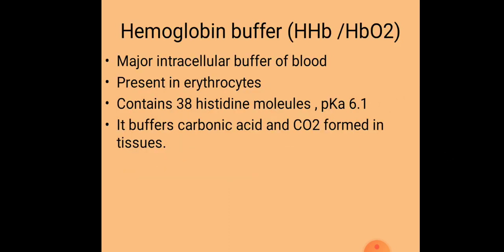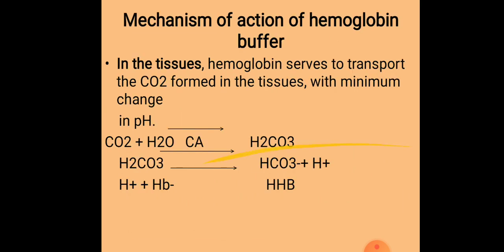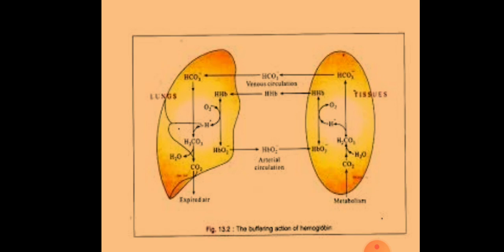Next is the hemoglobin buffer. It is the major intracellular buffer of blood, and it is present in erythrocytes. It contains 38 histidine molecules. Its pKa is 6.1, and it can buffer the carbonic acid and carbon dioxide found in the tissues. Now, we can explain this with this diagram. So, hemoglobin acts as a buffer.